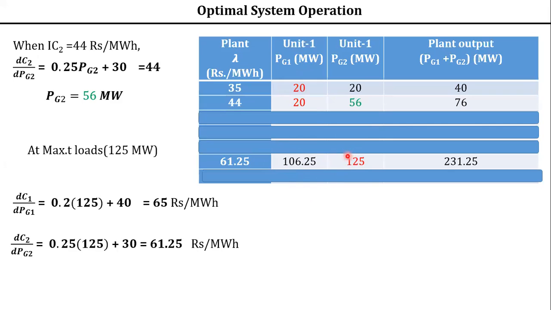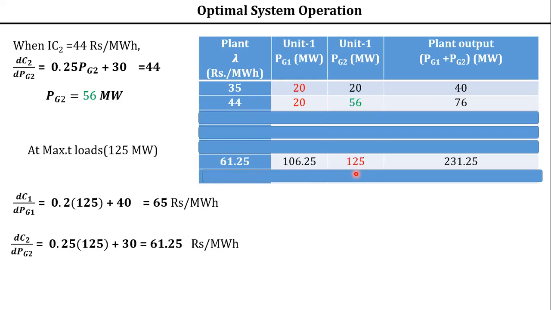Understood? Here, unit 2 has already reached its maximum limit, 125 megawatt. Further increase in the lambda value increases the loading on unit 1 and unit 2, but the additional increase in load will not be taken by unit 2 because it has already reached the maximum value of 125. So at 65, the loading on unit 2 will remain the same, held constant, pegged at its maximum limit.